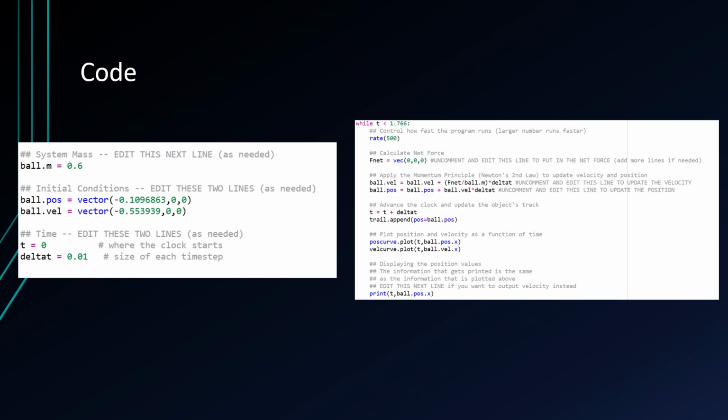Here's the code. We have taken the mass of the ball to be 0.6 kg. We also defined the initial position of the ball and the initial velocity of the ball with vectors. In the while loop, we have considered the F net to be 0. We also use the velocity update formula and the position update formula to keep on updating the velocity and position for every iteration.